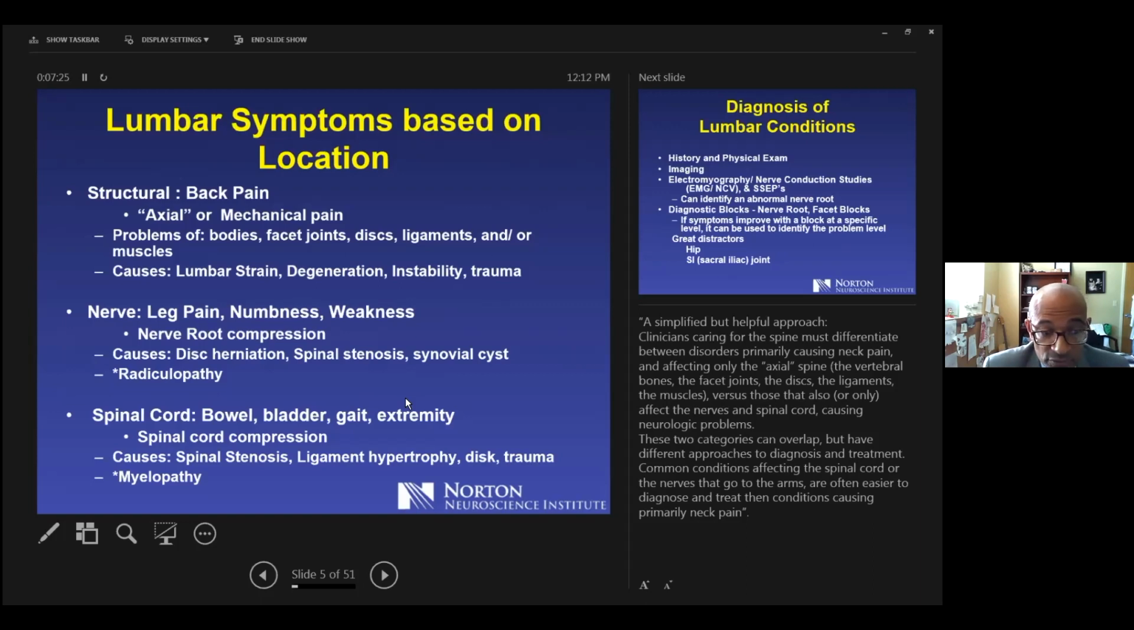But a cord problem can be painless, can be without sensory symptoms, and people can have problems with gait, function. They can have problems with weakness. They can have bowel and bladder problems. If we start seeing things like myelopathy with hyperreflexia, we got to be a little more concerned, maybe a little more diligent and quick about finding things out and see what's going on.